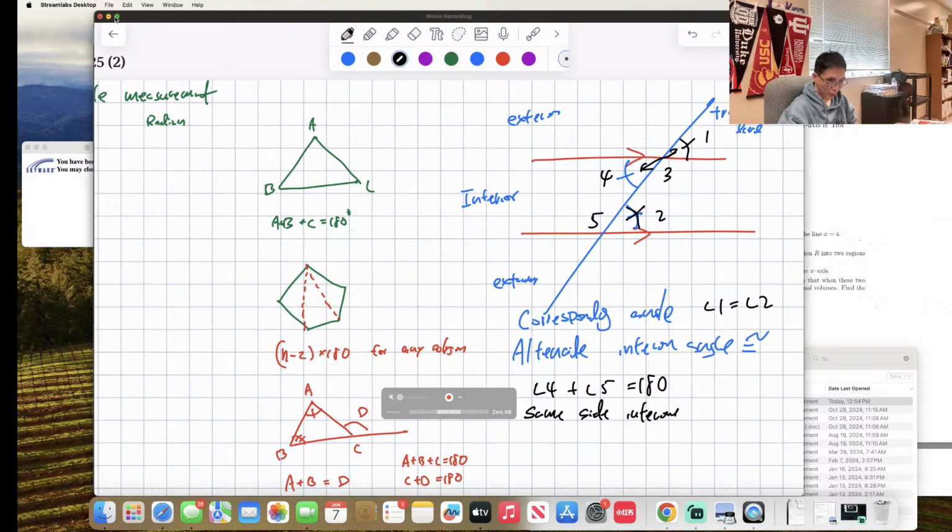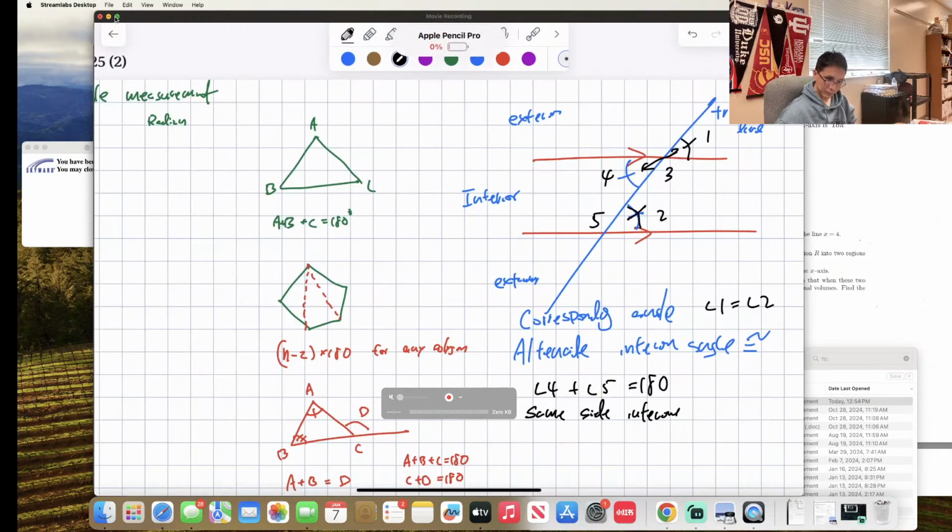Remember, all these questions I'm trying to help you on SAT. This is going to be on your SAT. Same side interior angles, because 4 plus 5 has to equal 180, because they are supplementary. And same thing as 3 and 2. 4 and 5, or 3 plus 2, is equal to 180. So it's called same side interior. You have to know that. It's a very common question on SAT, just helping you guys review.